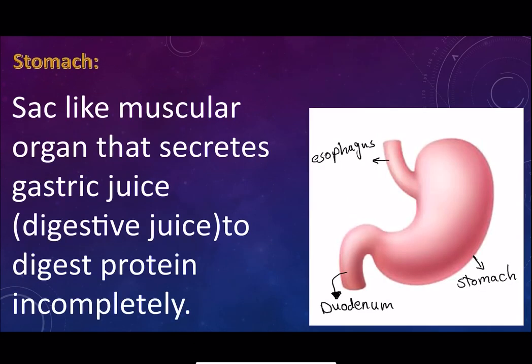Let's talk about the stomach. The stomach is like a sack or bag, and like a muscular organ because it contains a muscle that contracts or relaxes. Okay? And it excretes juice that's called gastric juice or digestive juice. The function of this juice is to digest protein incompletely.